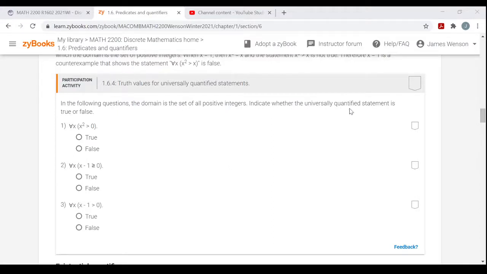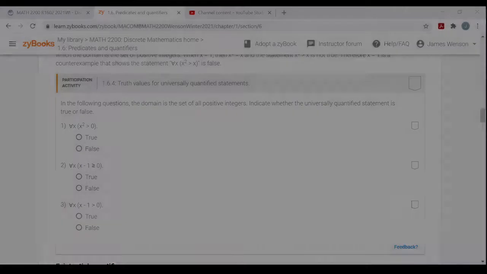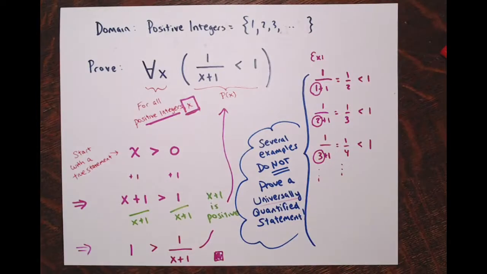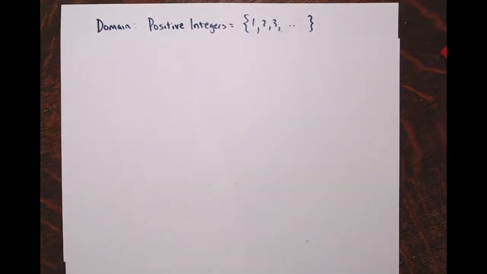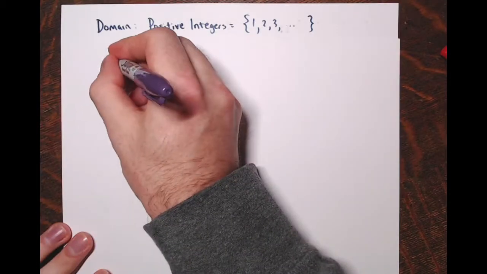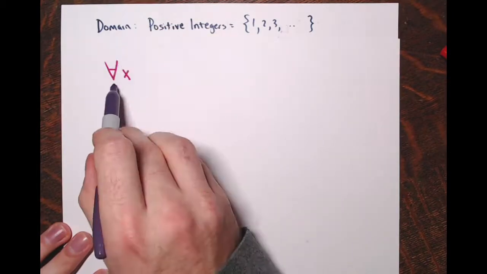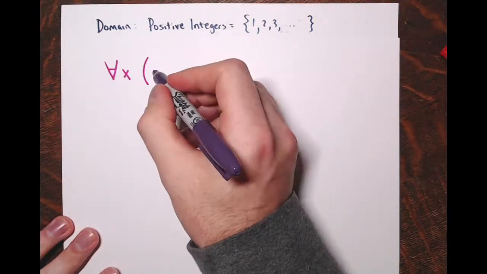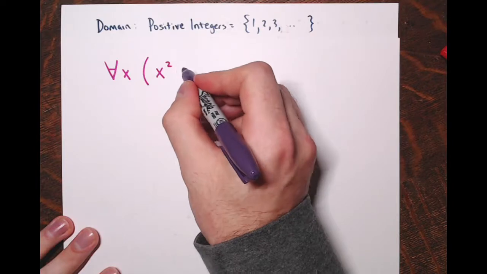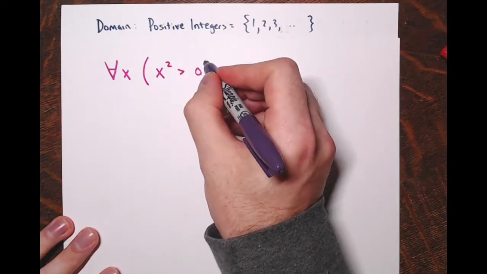Indicate whether the universally quantified statement is true or false. All right, so I'm going to start with this. I'll do this first one on paper. So again, the domain is all the positive integers. So anytime I see a variable, it's representing some positive integer. But now, the statement is this: for all x. So this means for every positive integer, which I'll call x, the following statement: x squared is greater than 0.